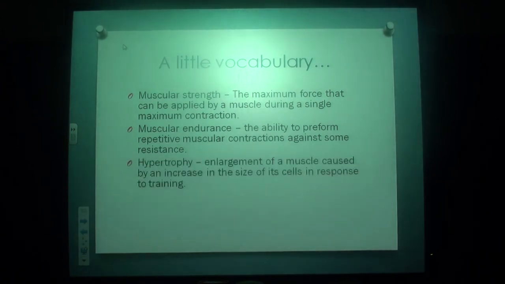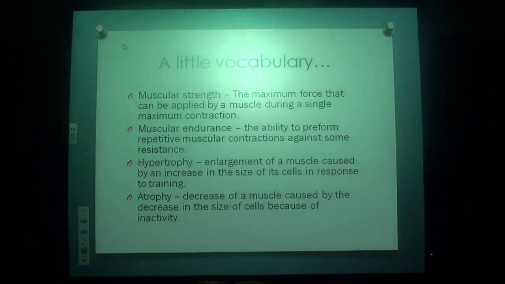Hypertrophy, enlargement of a muscle caused by an increase in the size of its cells in response to training. That's why a lot of times if you do push-ups or sit-ups, especially guys will notice this, they'll see an increase in their chest muscle size and maybe their biceps for just a few minutes, because that's the blood causing those muscles to increase in size. Atrophy, decrease of a muscle caused by the decrease in the size of cells because of inactivity. So if you quit working out, the muscles shrink. Atrophy.